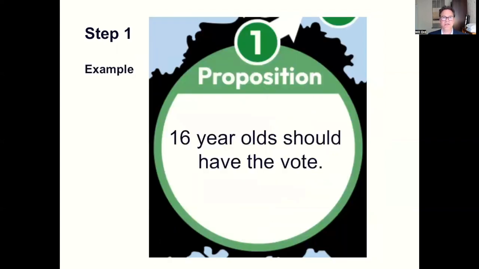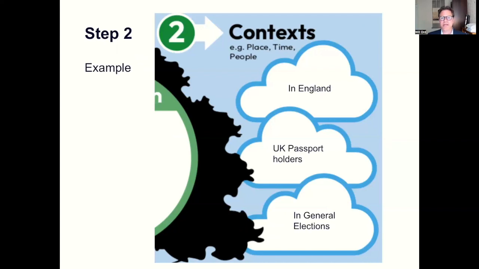So, for example, let's say 16-year-olds should have the vote. It's kind of a citizenship education proposition to consider. The context in this case might be, well, we're talking about 16-year-olds in England. We might say that it's not just 16-year-olds in England, they've got to be UK passport holders as well. They might be visitors who are 16, they're not allowed. And voting in what? Well, in this context, we mean general election. So this is asking them to critically analyze the proposition before thinking about and analyzing reasons for and reasons against.